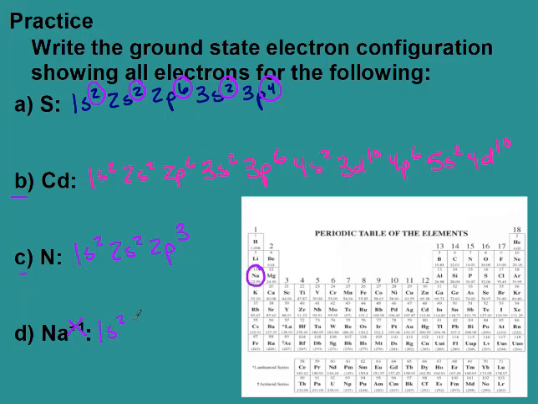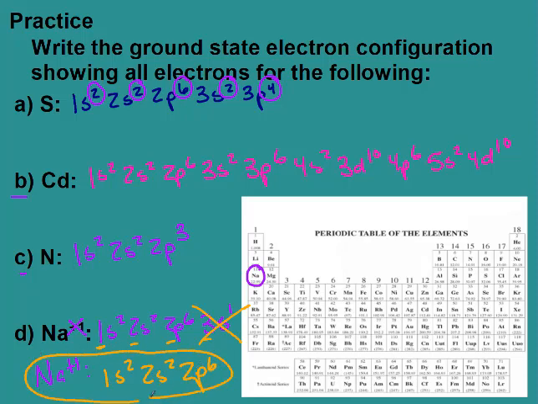So you should have had 1s2, 2s2, 2p6, 3s1. But this had a +1 charge. So if it's a +1, that means it lost an electron, and it's going to lose an electron from the outer energy level. So in this case, we have the first energy level, the second, and the third. We're going to lose it from the third energy level, leaving us just with 1s2, 2s2, 2p6. And that would be the configuration for sodium ion.